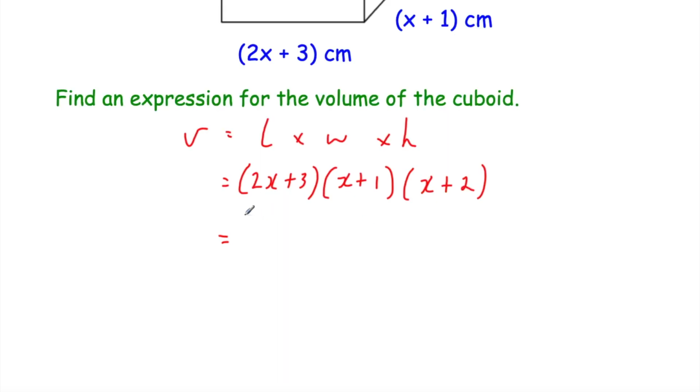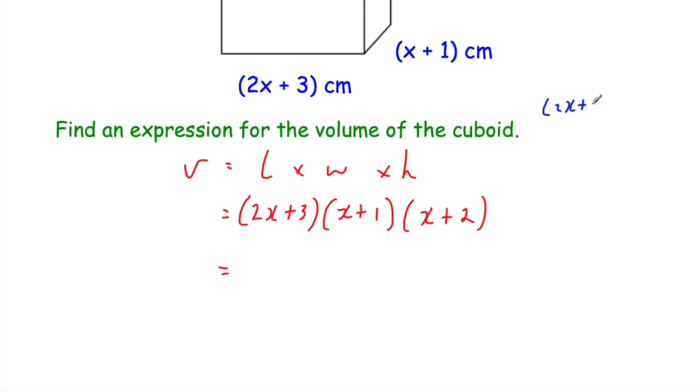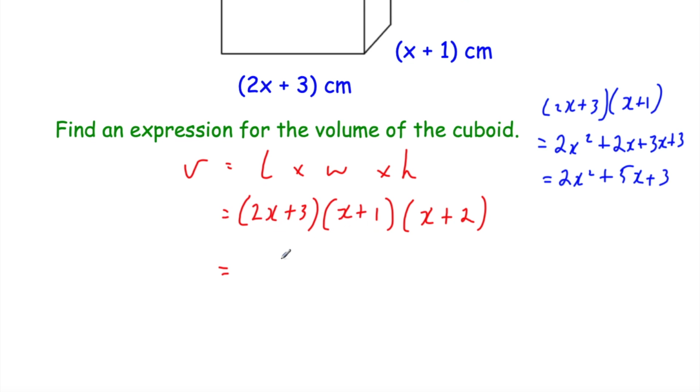So let's do that. Okay, so let's expand the first two brackets and see what we get. You could do the last two if you wanted to, but I'm just going to do the first two to start off with. So I'm going to do 2x plus 3 multiplied by x plus 1. And to expand these brackets, we're going to do 2x times x, which is 2x squared. 2x times 1, which would be plus 2x. 3 times x would be plus 3x, and then 3 times 1 would be plus 3. And then we would simplify this to be 2x squared. 2x plus 3x is 5x, so plus 5x, and then plus 3. So if we expand these first two brackets, we're going to get an answer of 2x squared plus 5x plus 3. And that's what we get when we expand these two brackets.